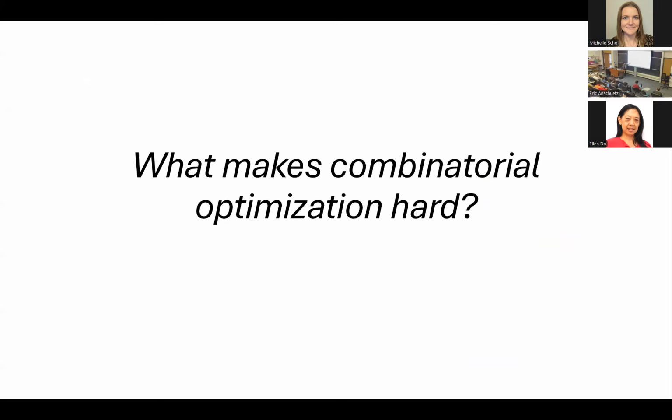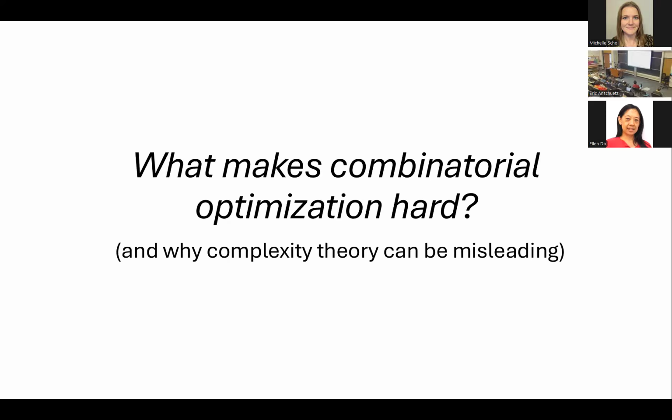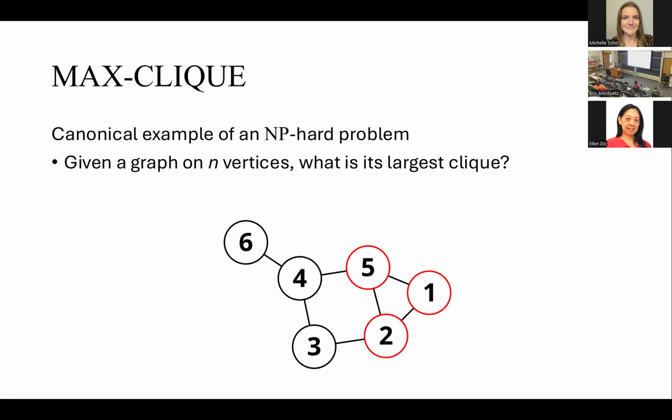In particular, let's talk about combinatorial optimization. This is a very computer science topic. Hopefully there aren't too many complexity theorists in the audience, because I'm going to tell you why complexity theory can actually be very misleading in trying to understand why problems are hard. To do that, I'm going to talk about a specific example: max clique.